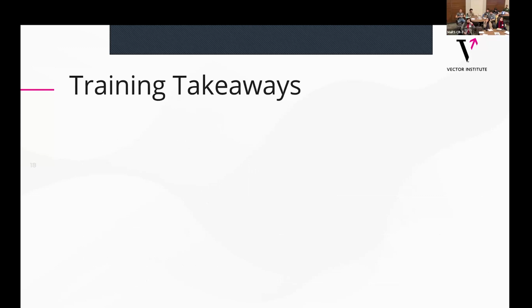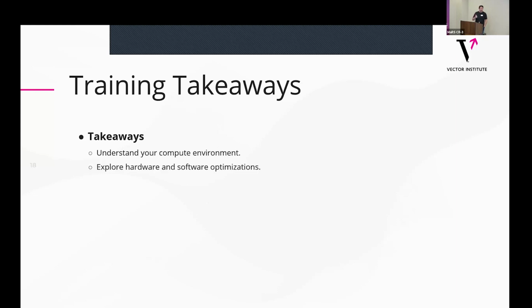So in terms of high-level takeaways, make sure that you understand your compute environment. Make sure that you explore the hardware and software optimizations that are available. They make a difference. The communication is as important as the accelerator. So just because you have a whole bunch of accelerators available, if you aren't thinking about how they're communicating as you're scaling these types of workloads, you're going to run into issues.